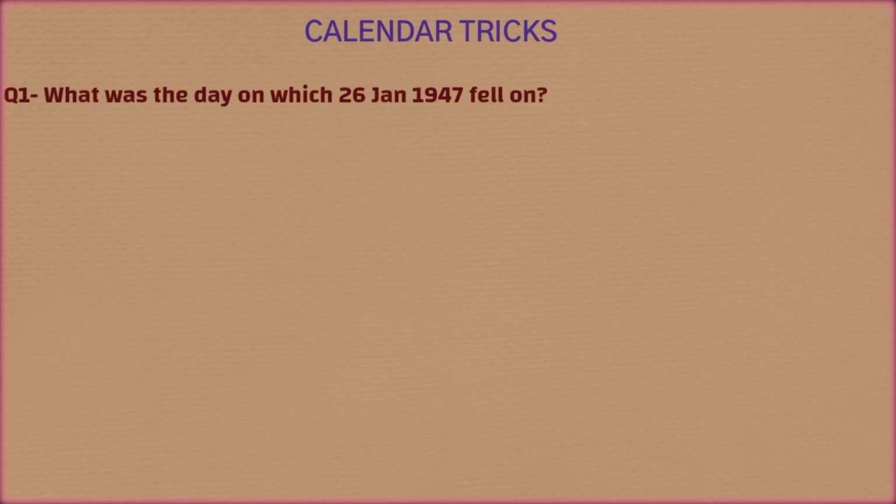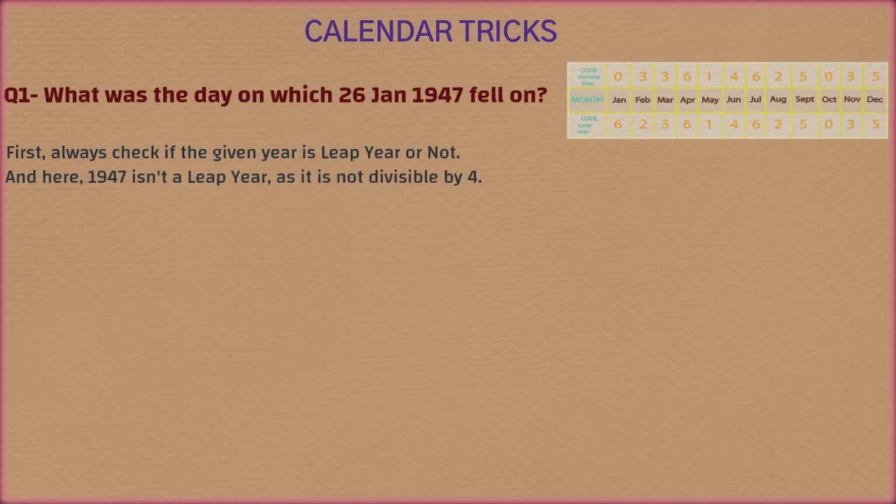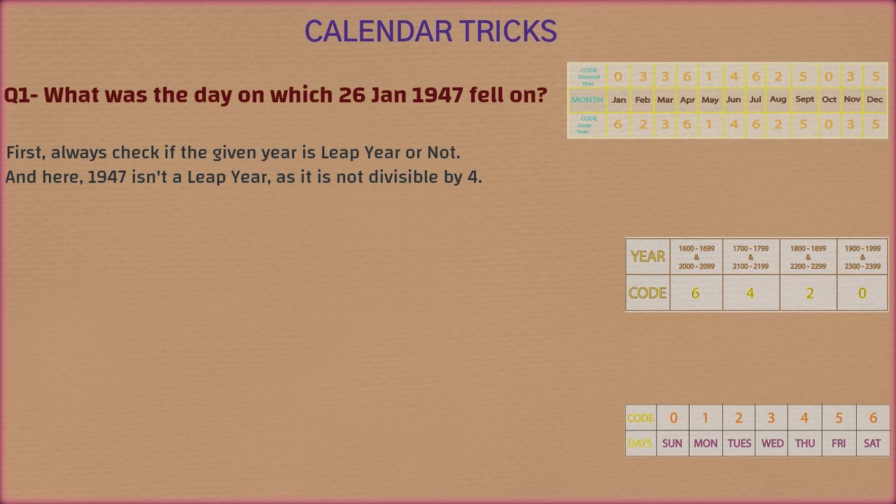Okay, so now let's try to solve this problem. First, always check whether the given year is a leap year or not. In this case, 26th January 1947 is not a leap year. So we confirm that the month code for January will be 0 and not 6 as it would have been in the case of a leap year. Now let's proceed with our given formula.